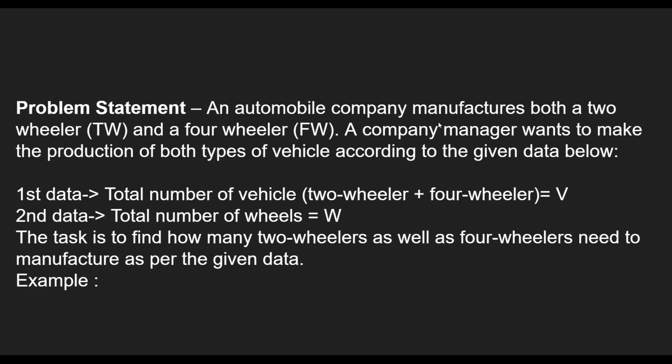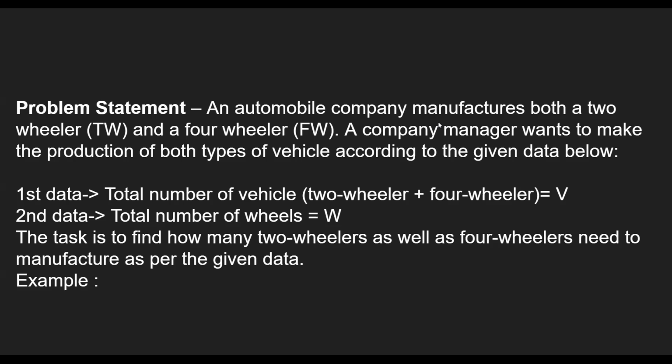So the question is like an automation company manufactures both a two-wheeler and a four-wheeler. It is given to you. एक कंपनी है जो टू व्हीलर और फोर व्हीलर बना रही है। कंपनी मैनेजमेंट वांट्स टू मेक द प्रोडक्शन ऑफ बोथ टाइप ऑफ व्हीकल अकॉर्डिंग टू द गिवन डेटा। First data is total number of vehicles, two-wheeler plus four-wheeler. And second data is given to us like total number of wheels.